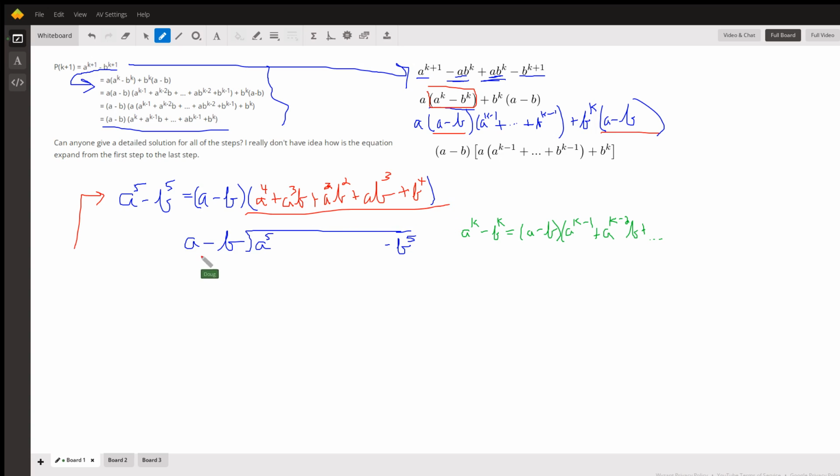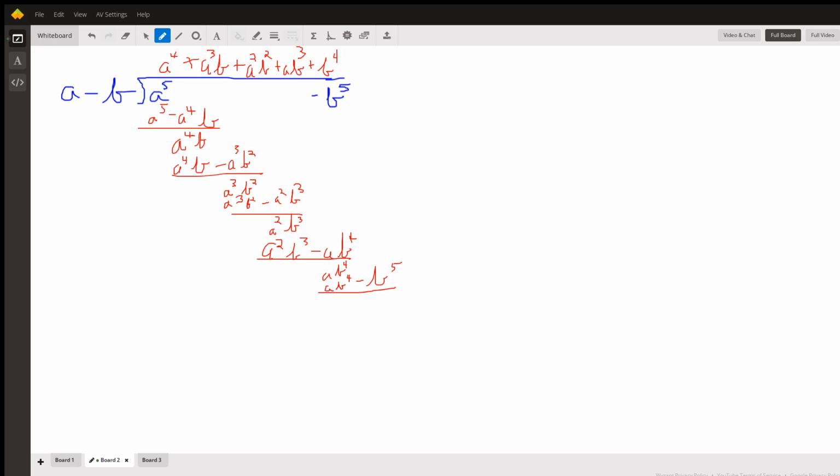Well, you can figure out what it would be by doing long polynomial division if you wanted to. And here's kind of what that looks like. A minus b divided into a to the fifth minus b to the fifth. I'm not going to go through all these steps, but the point is you start to see a pattern if you do a few of these.